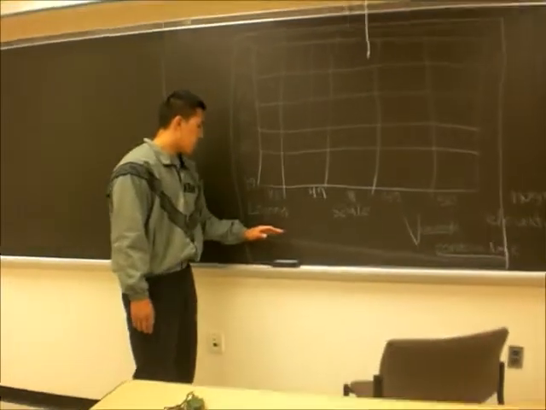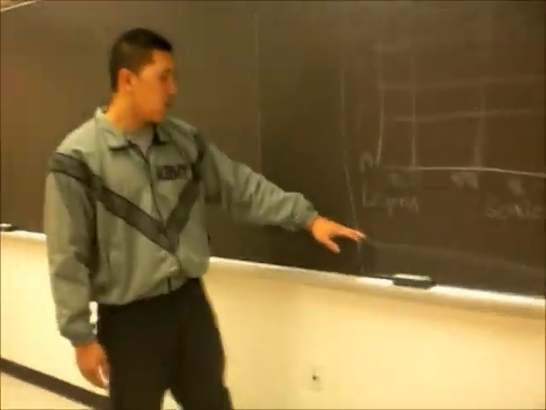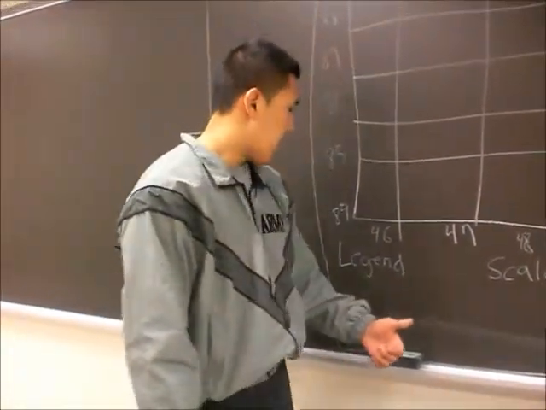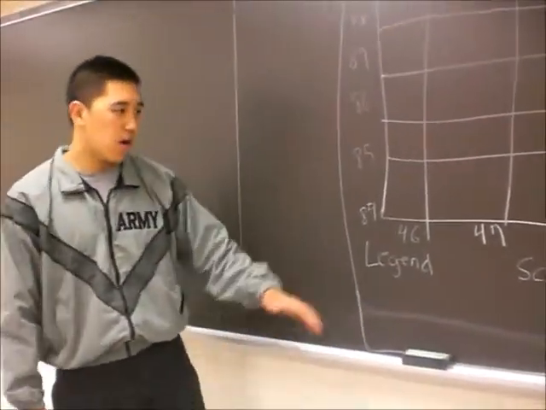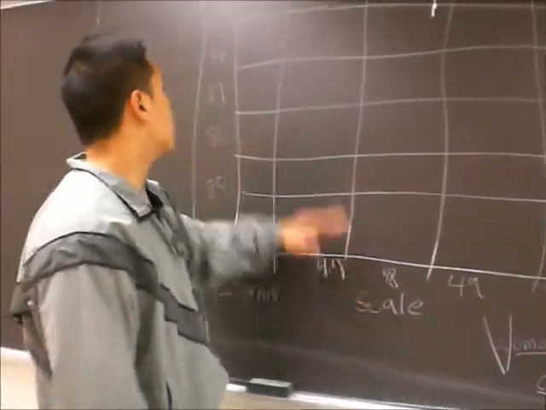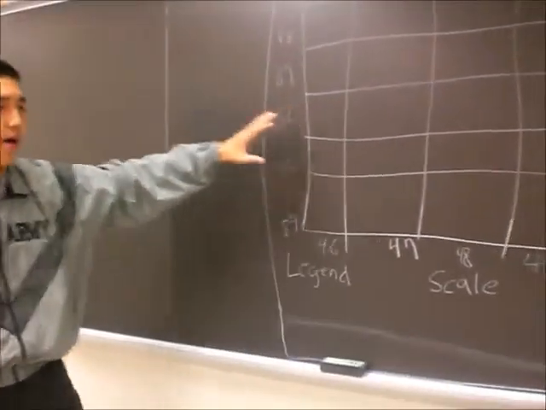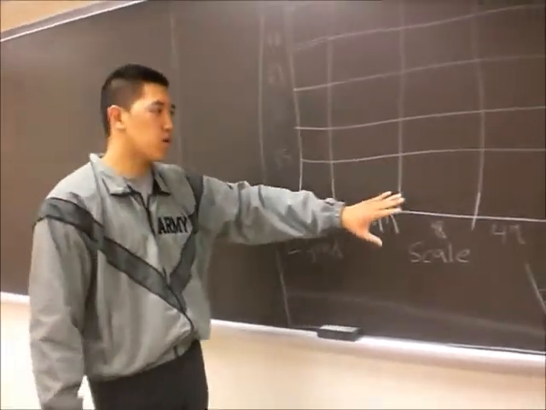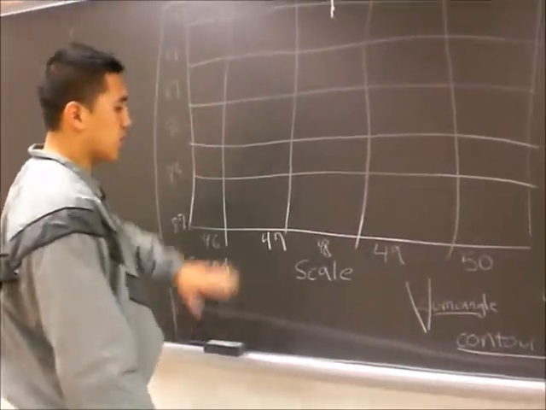On your left bottom corner is the legend. It's what Justin talked about. It's your terrain features and the colors of the terrain features. And the scale is what the map will actually go by. So if it was going by 1 over 50,000 or 1 over 25,000, that's how it's going to be.